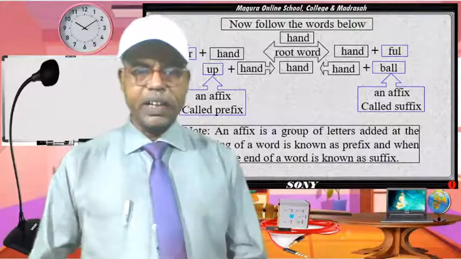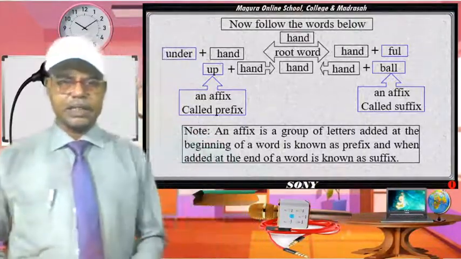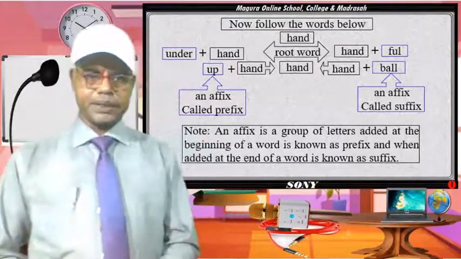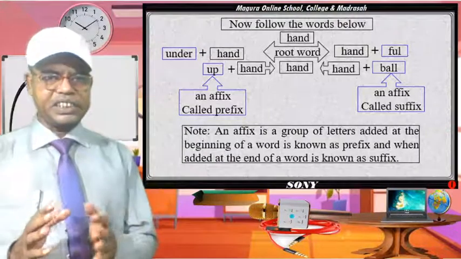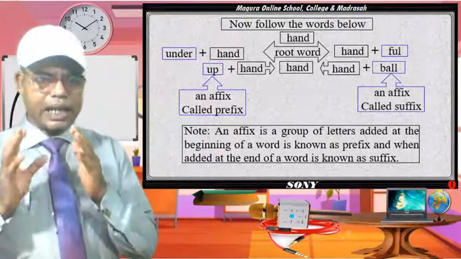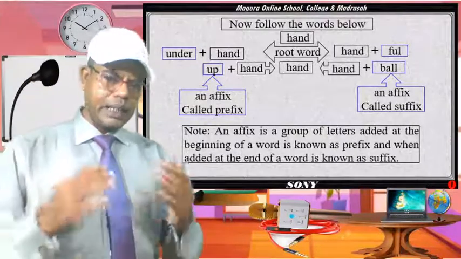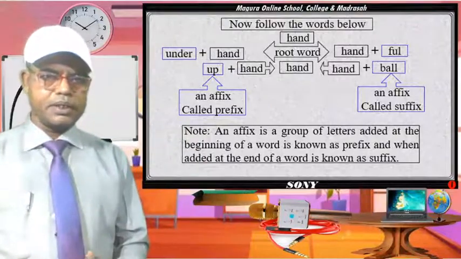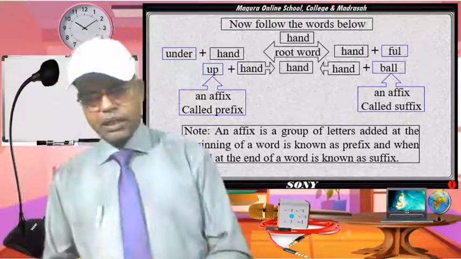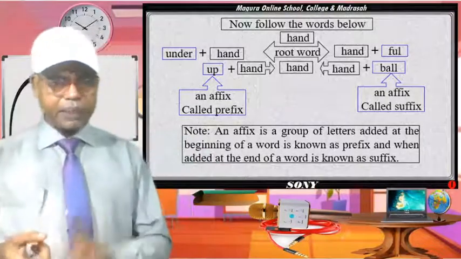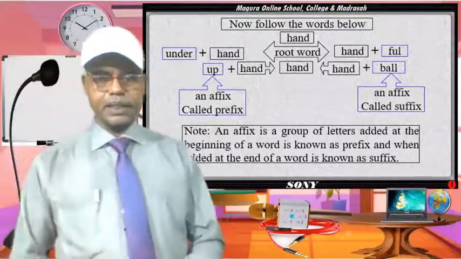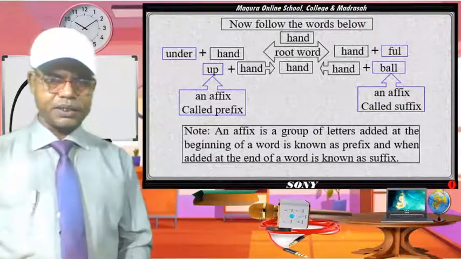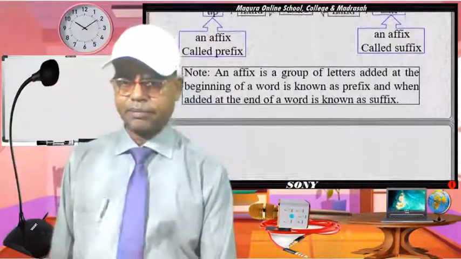To define what is suffix and what is prefix, you can clearly say that a group of letters that is added at the beginning is called prefix. If it is added at the end, it is called suffix. If it is added in the beginning, it is called prefix. If it is added in the end, it is called suffix. It is clear to you, I think.